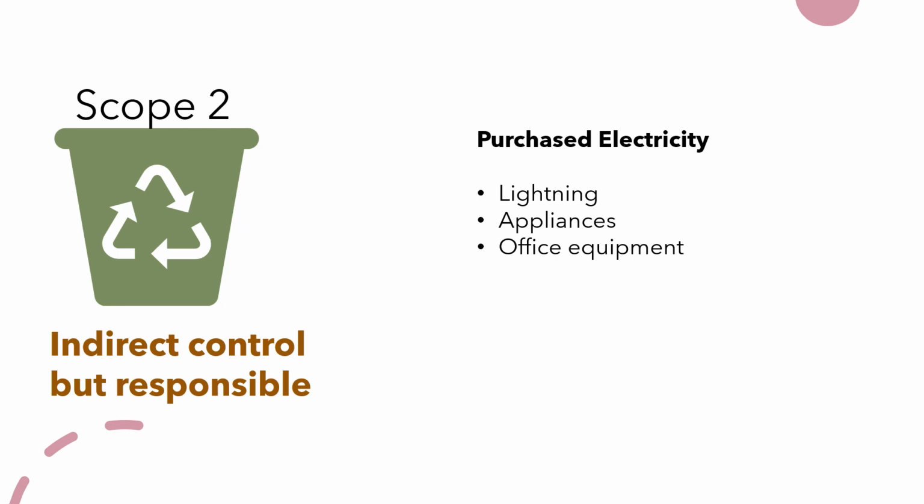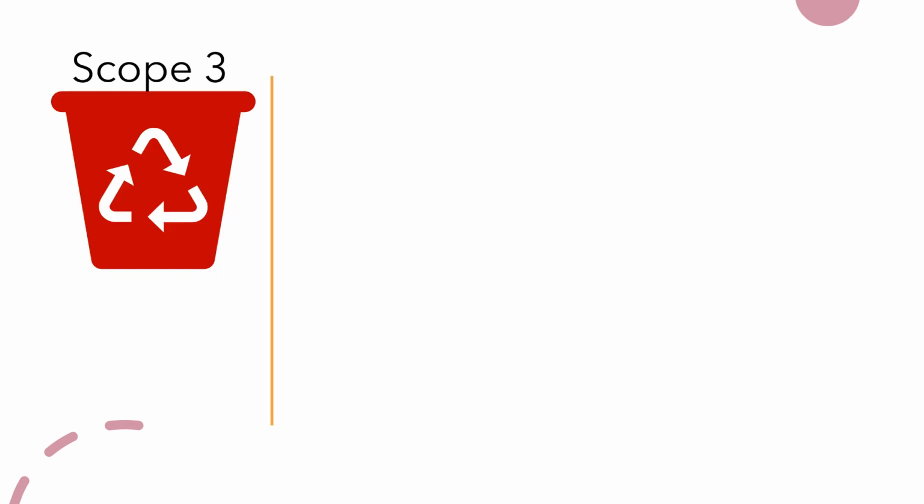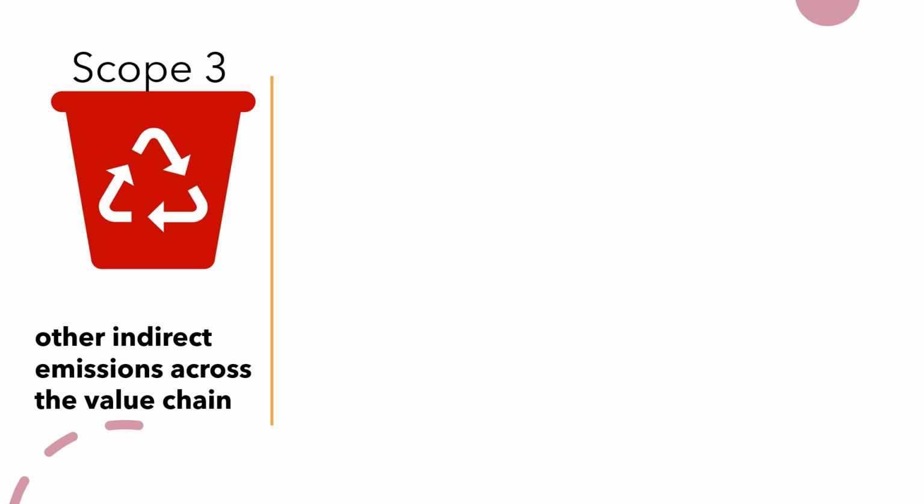There's not too much talk about scope 2. This is just what it is. The next and the most complex of them all is scope 3. These are all other indirect emissions across the supply chain. Every emission that is not categorized in scope 1 or scope 2 is a scope 3 emission. It's a very complex topic, but today we're just going to have an overview of what it is.